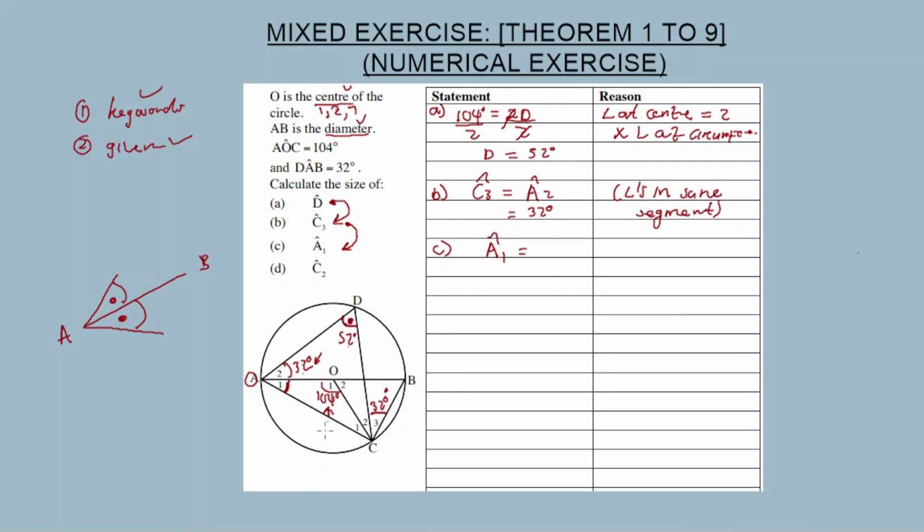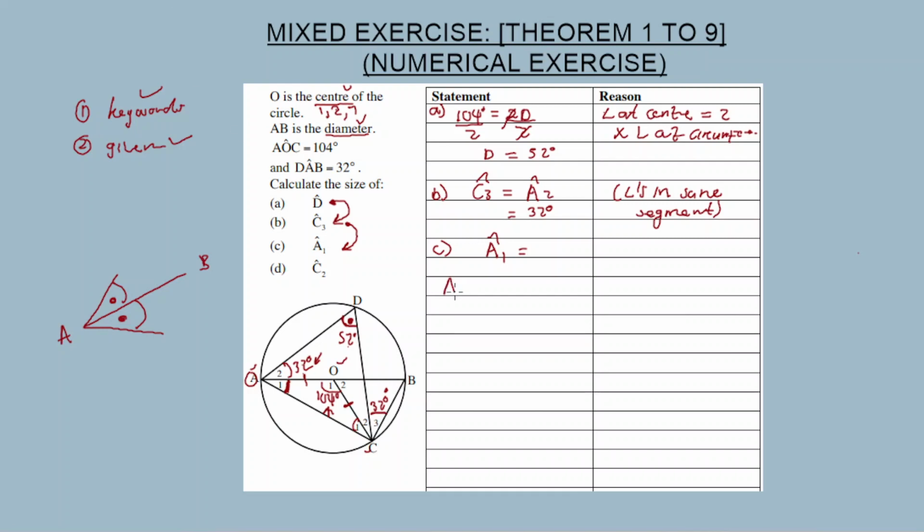How about 104? Check out AOC. This triangle AOC is an isosceles triangle, right? AO is equal to OC. This is an isosceles triangle. Therefore, it means that A1 and C1 are both equal. Right? They are both equal. Therefore, look now here.